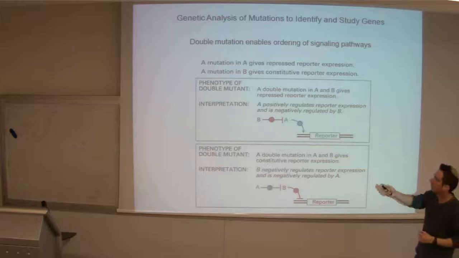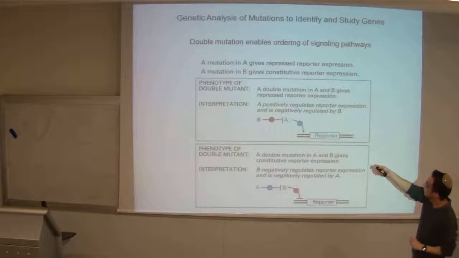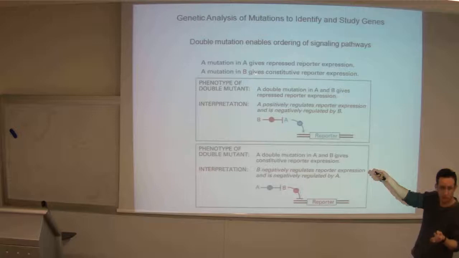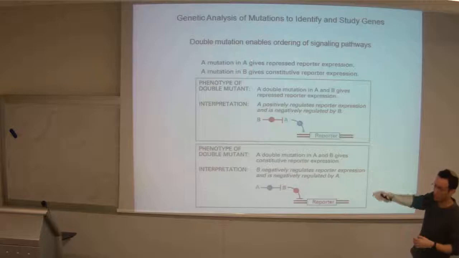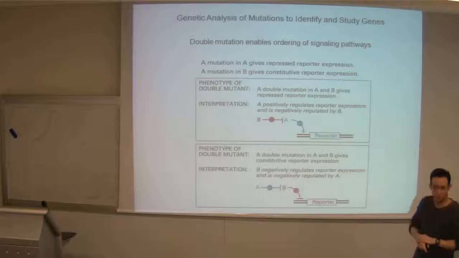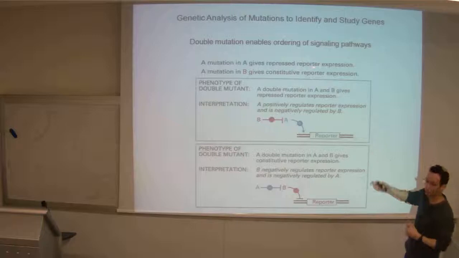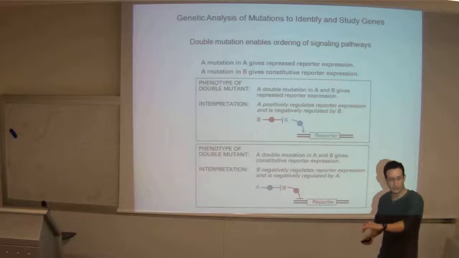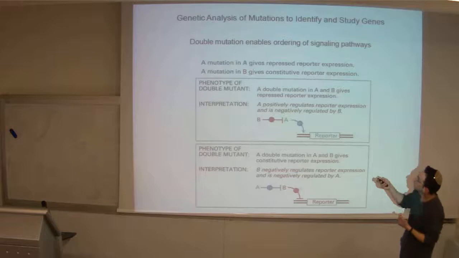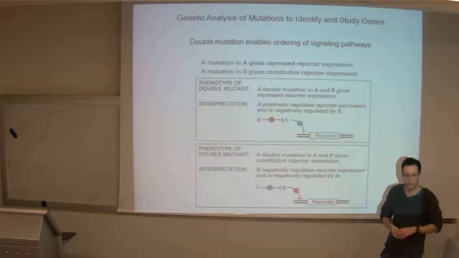So a mutation in A, in a separate preliminary experiment, gives repressed reporter expression, which means that A, under physiological conditions, is an activator, because when you shut it off or interrupt its proper functioning, it gives repressed expression of the reporter. So usually it's an activator; it has to be positively linked with the reporter. Also, let's assume that we know that a mutation in gene B gives constitutive or high levels of reporter expression, which means that B under healthy, normal conditions is a repressor. B has to be negatively linked with the reporter. Okay, so this is what we already know. Now we induce a double mutation in both A and B in the same cell at the same time.